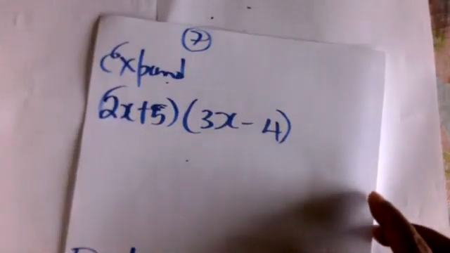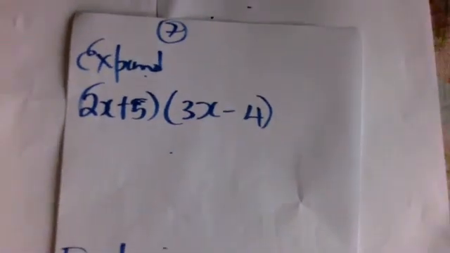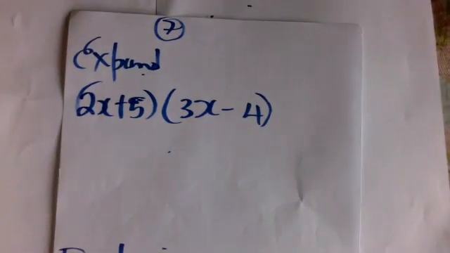Just like an equation. All right, this one says expand (2x + 5)(3x - 4). So go ahead and do that. 2 more minutes. Post the answer, guys.